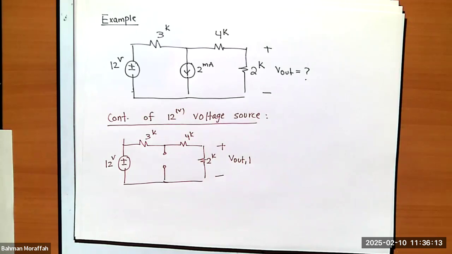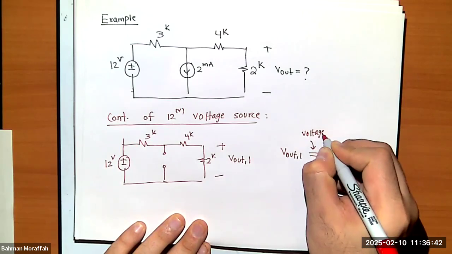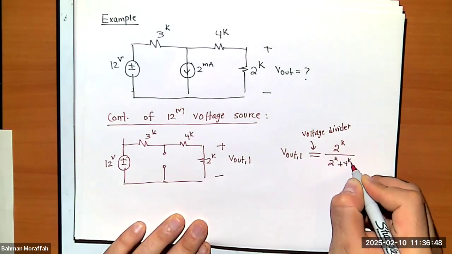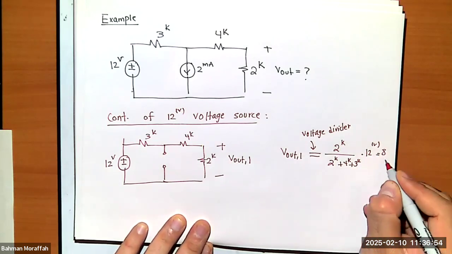How? What is this circuit? We know this circuit. What is it? It's a voltage divider, right? If I want to find the voltage across that 2K, the voltage across it is proportional to the value of 2K divided by the entire resistors times the input, right? So V out 1, again as a voltage divider, is 2K divided by 2K plus 4K plus 3K times 12 volts, which is 1/3.